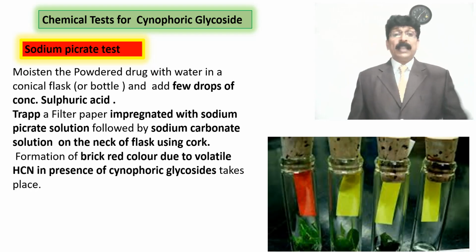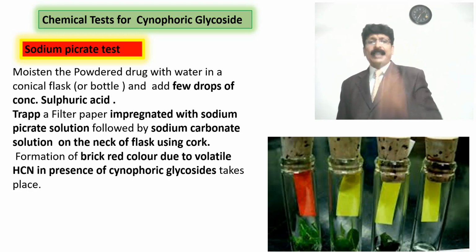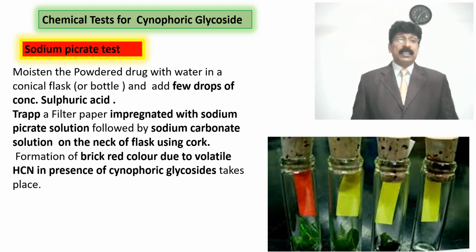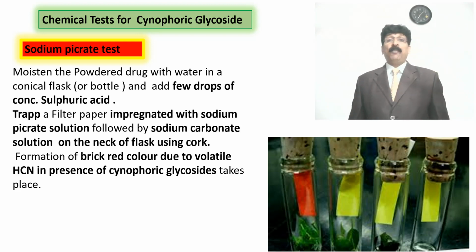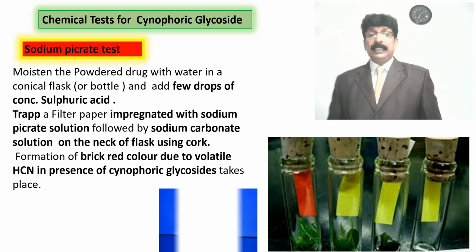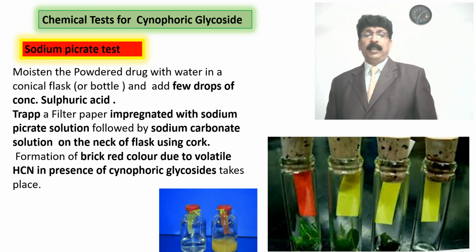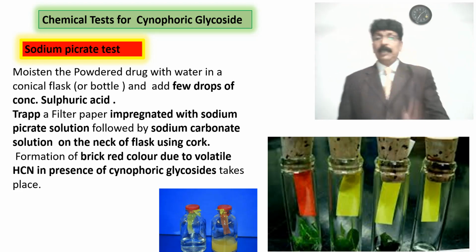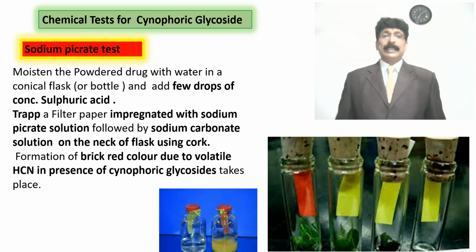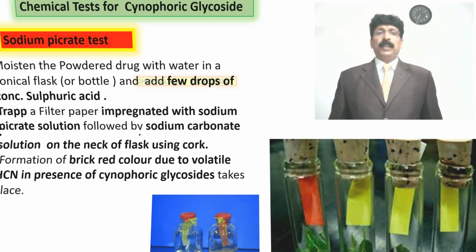Here you see the formation of brick red color. The first one shows the very brick red color formed due to the volatile hydrogen cyanide which comes from the cyanophoric glycoside if it is present in the drug, and the piece of filter paper becomes red in color. Even a bottle can be used, or these types of specially prepared test tubes and bottles can be used. A conical flask with a cork, a bigger cork, can also be used for this experiment.